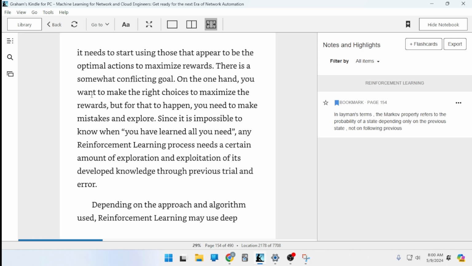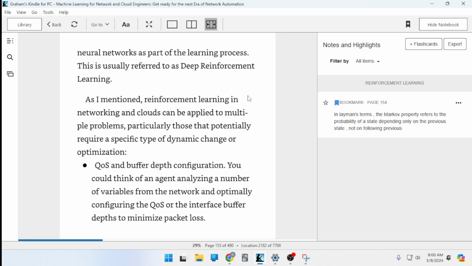On the one hand, you want to make the right choices to maximize the rewards, but for that to happen, you need to make mistakes and explore. Since it is impossible to know when you have learned all you need, any reinforcement learning process needs a certain amount of exploration and exploitation of its developed knowledge through previous trial and error. Depending on the approach and algorithm used, reinforcement learning may use deep neural networks as part of the learning process. This is usually referred to as deep reinforcement learning.